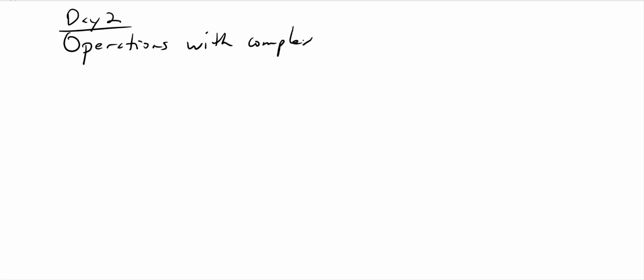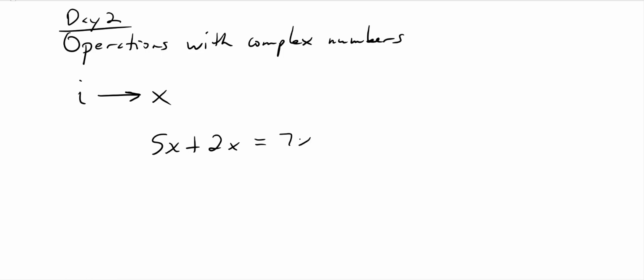Basically what we're doing today, math fans, is what we call operations with complex numbers. So this is day 2. You treat an i the same way you treat an x. So if I said 5x plus 2x, you guys are telling me it's 7x. Please don't tell me it's 7x squared. That's really bad math.